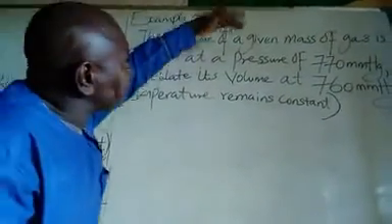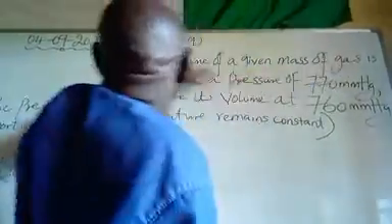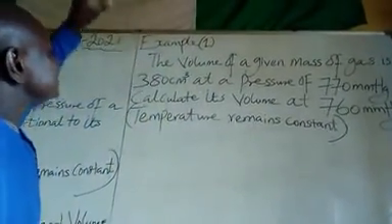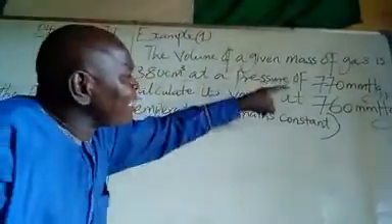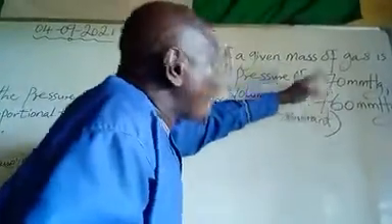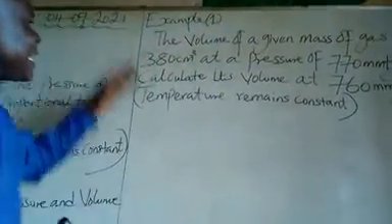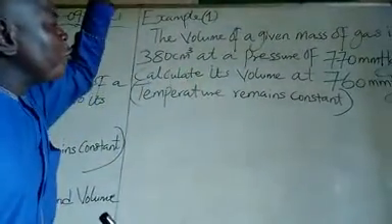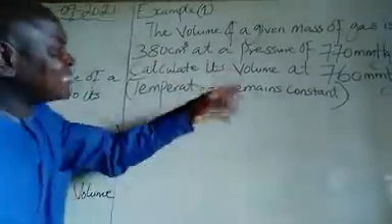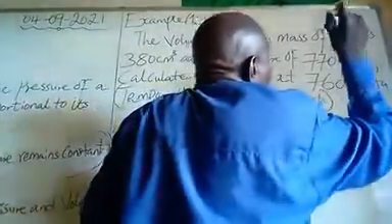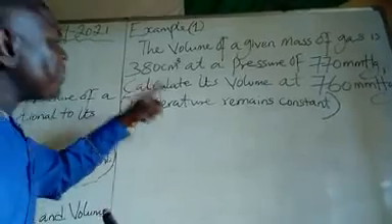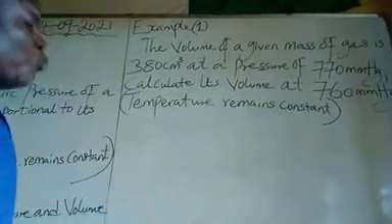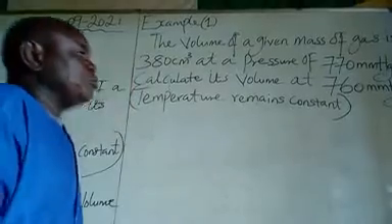The volume of a given mass of gas is 380 centimeter cube at a pressure of 770 millimeter of mercury. Calculate its volume at 760 millimeter of mercury. Temperature remains constant. What are you going to do?